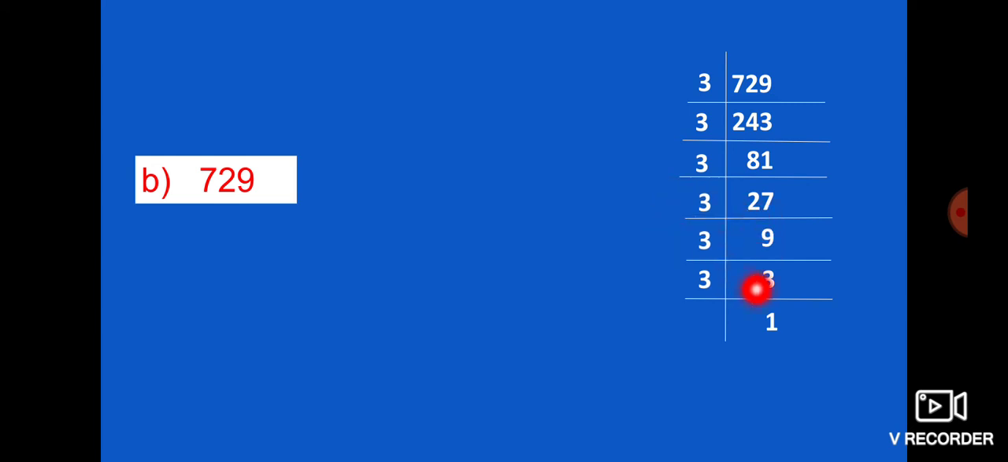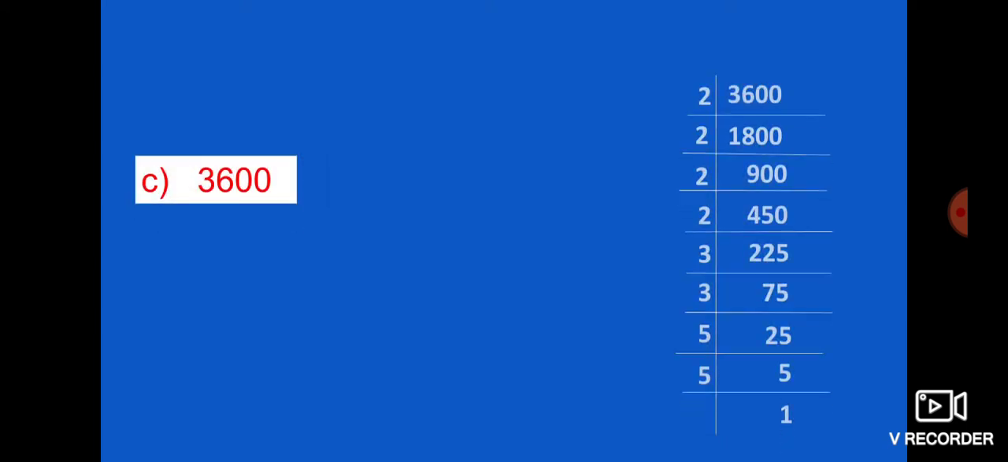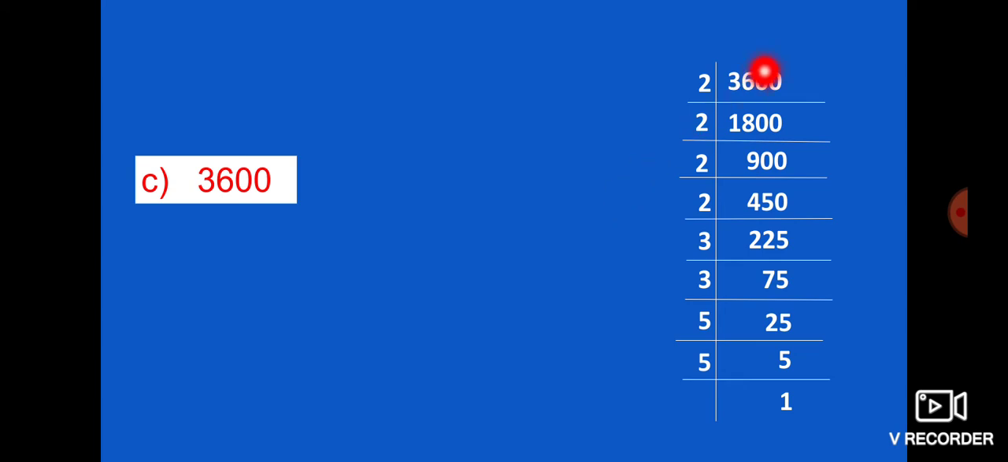In 9, 3 times 3. In 3, 1 time. So how many 3s here? Six 3s. So we can write 3 raised to 6. And the C question, 3600. In this, we can very simply find the prime factorization of 3600.